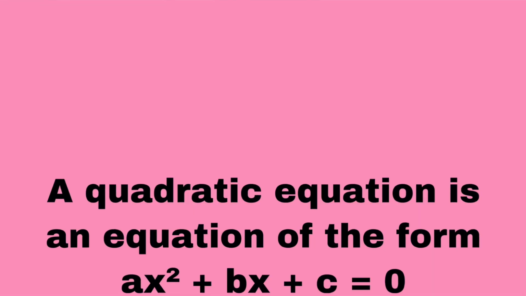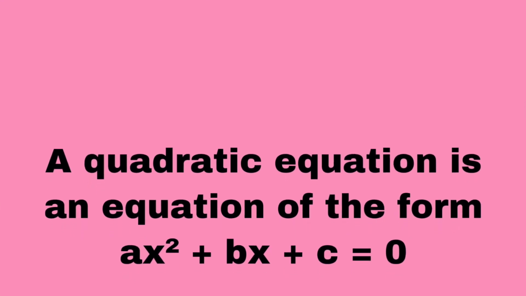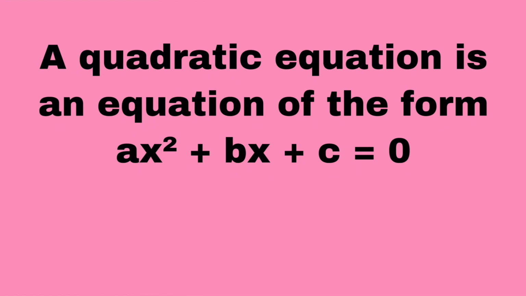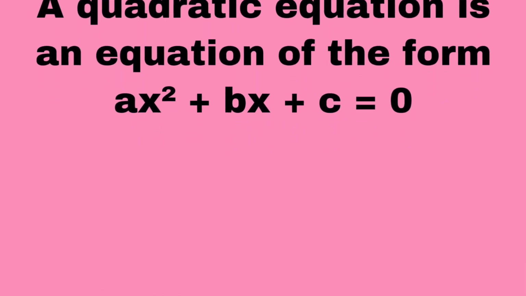So what is a quadratic equation? Now a quadratic equation is an equation of the form ax square plus bx plus c equals 0, where a, b and c are real numbers and a is not equal to 0. For example, you can say 2x square plus 5x plus 3 equals 0. So the standard form of a quadratic equation is ax square plus bx plus c equals 0.